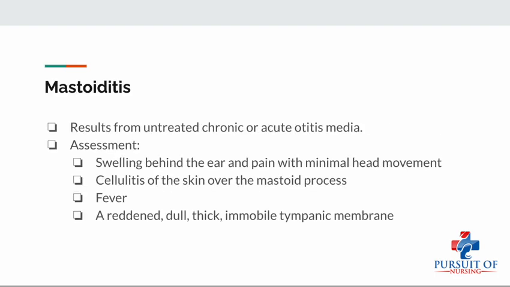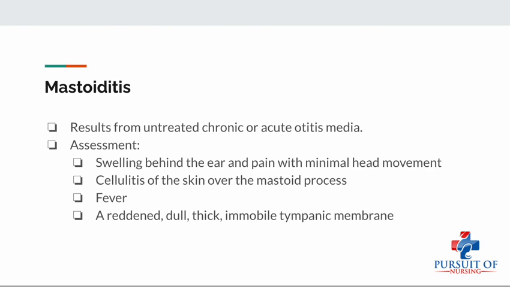So mastoiditis can result from untreated chronic or acute otitis media. It's whenever the patient will present with a lot of swelling behind the ear and pain with minimal head movement. They will have cellulitis of the skin of the mastoid process, a fever, and then a very red and dull, thick, immobile tympanic membrane from that prolonged otitis media. So this does require surgical removal of the infected material, which is called a radical mastoidectomy with a tympanoplasty, where the eardrum and the ossicles are reconstructed in an attempt to restore normal hearing.